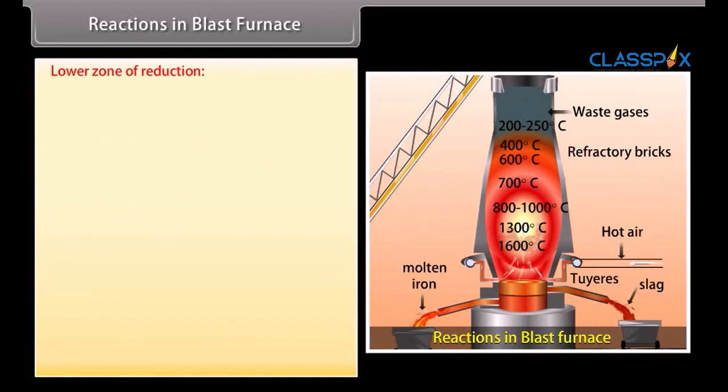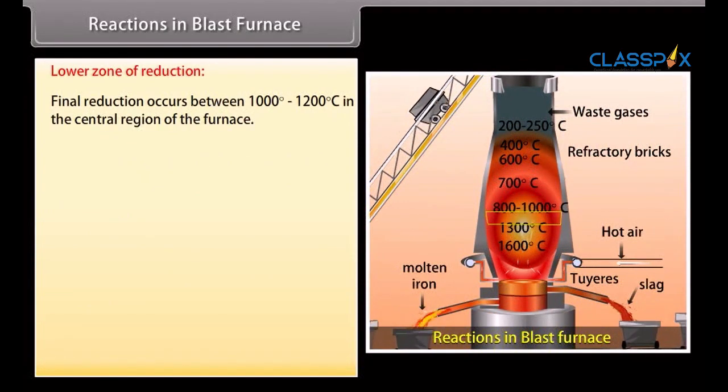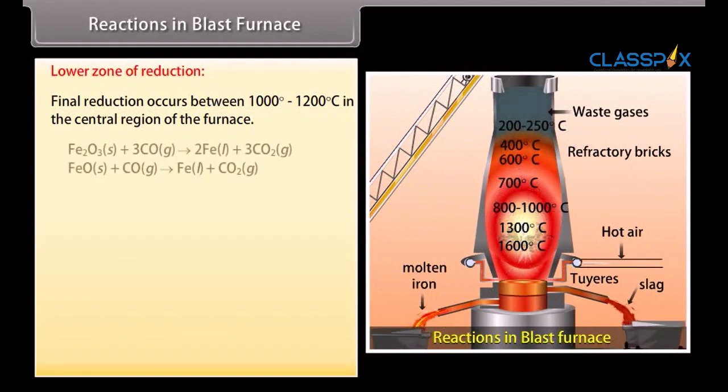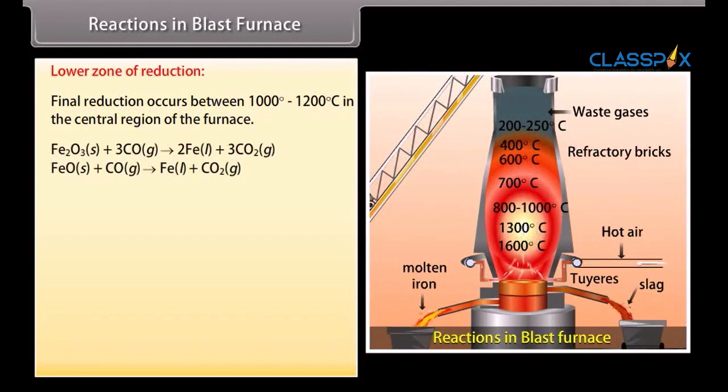Lower zone of reduction. Final reduction occurs between 1000 and 1200 degrees Celsius in the central region of the furnace. Carbon obtained by dissociation of carbon monoxide combines with iron and impurities also get dissolved in molten iron.